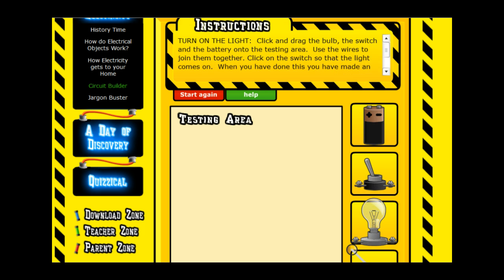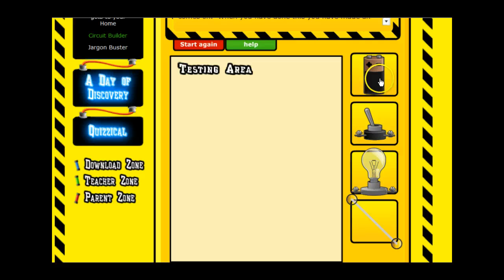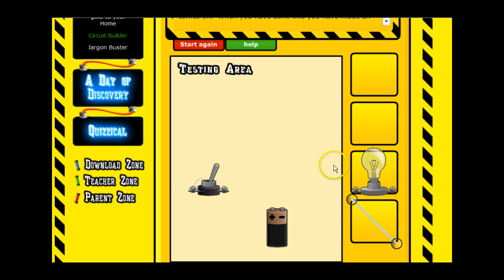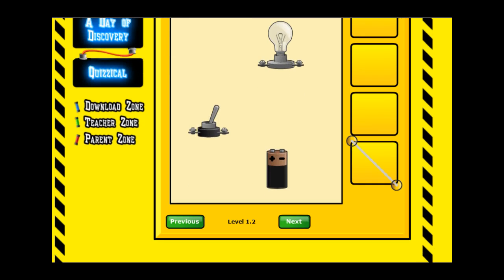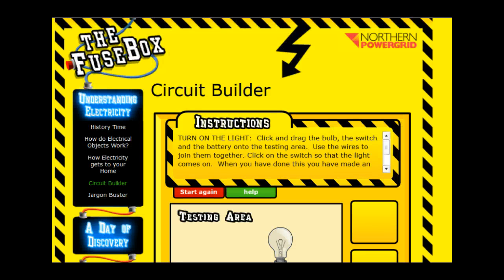Now I've got a battery and a switch, right? And so I know that I'm going to need to do battery, switch, light bulb, and then connect these from positive to the switch, from the switch to the light bulb, back to the battery to complete that circuit. And all you'll do is just go through those challenges. I think there's 6 in each level.